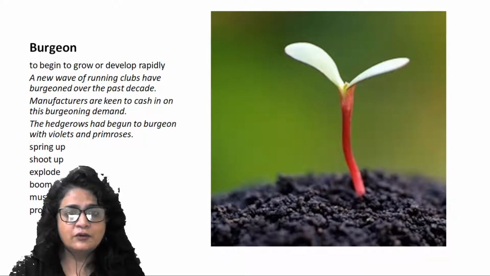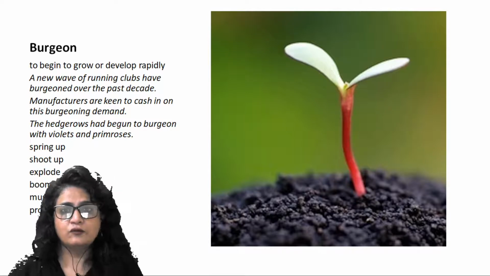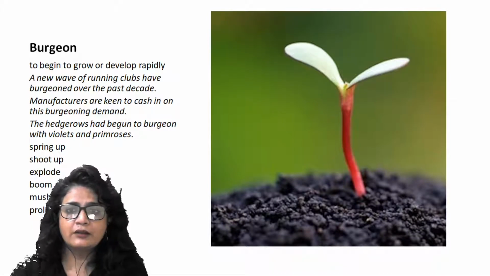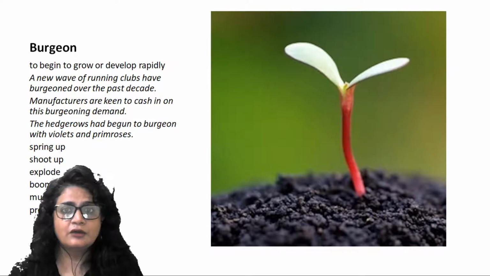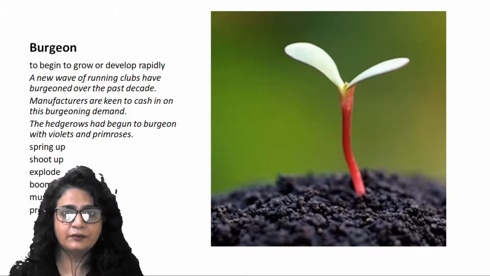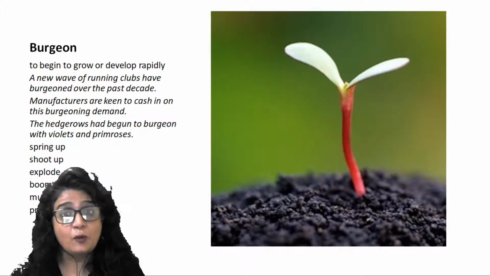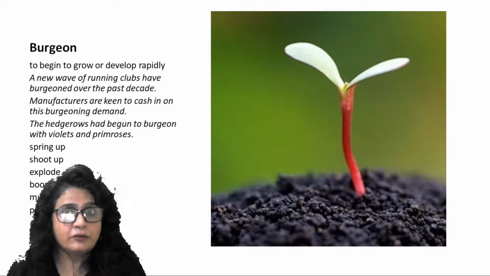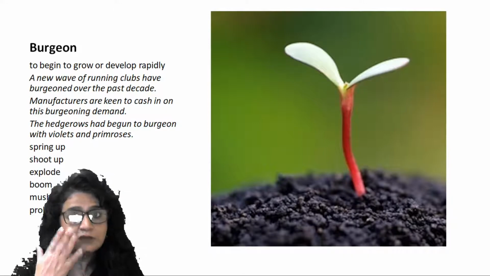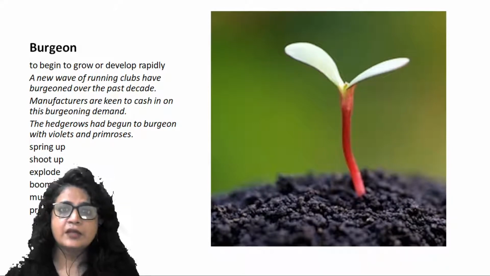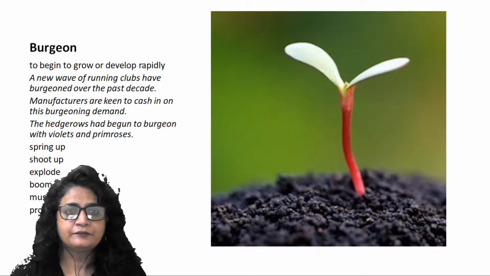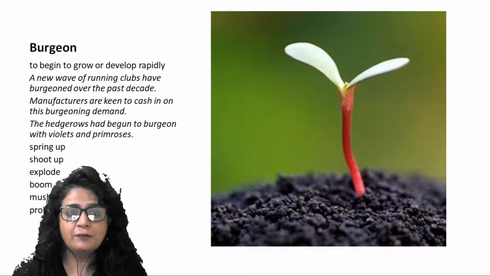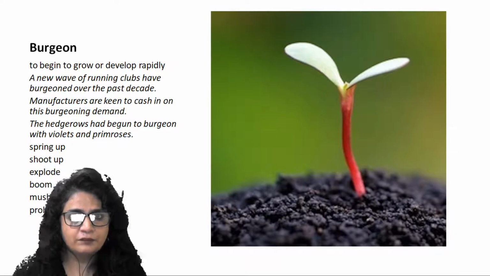So the heath growths had begun to burgeon with violets and primroses, right? So they are burgeoning, like the picture suggests, it's burgeoning now. The growth has started, it has spurted, right? So burgeoning economy, burgeoning problem of unemployment, growing problem of unemployment. So it can be used in a positive and negative way. The meaning is growing, developing. Spring up, shoot up, explode, bloom or blossom.